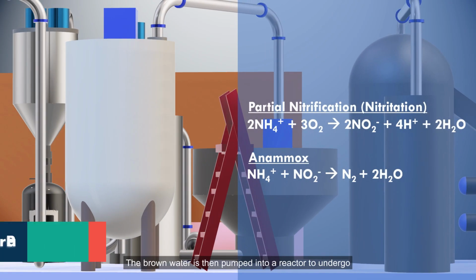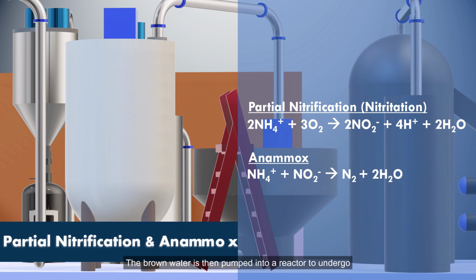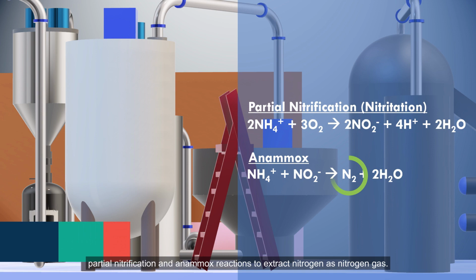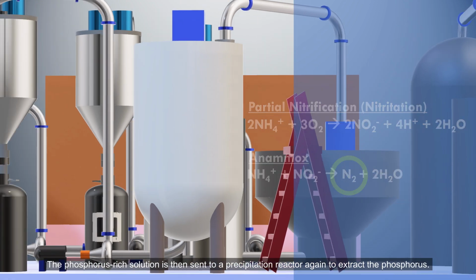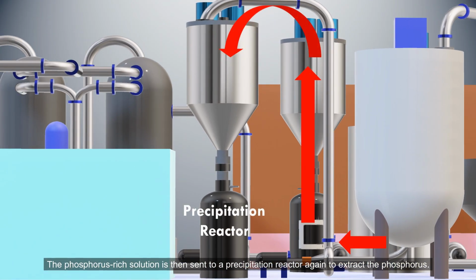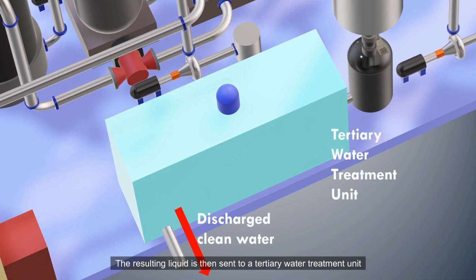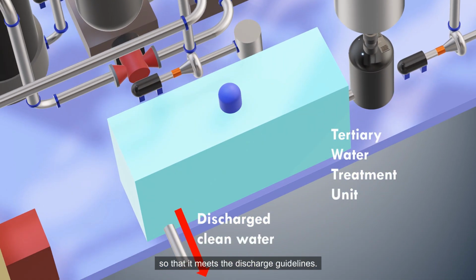The brown water is then pumped into a reactor to undergo partial nitrification and anammox reactions to extract nitrogen as nitrogen gas. The phosphorus-rich solution is then sent to a precipitation reactor again, to extract the phosphorus. The resulting liquid is then sent to a tertiary water treatment unit so that it meets the discharge guidelines.